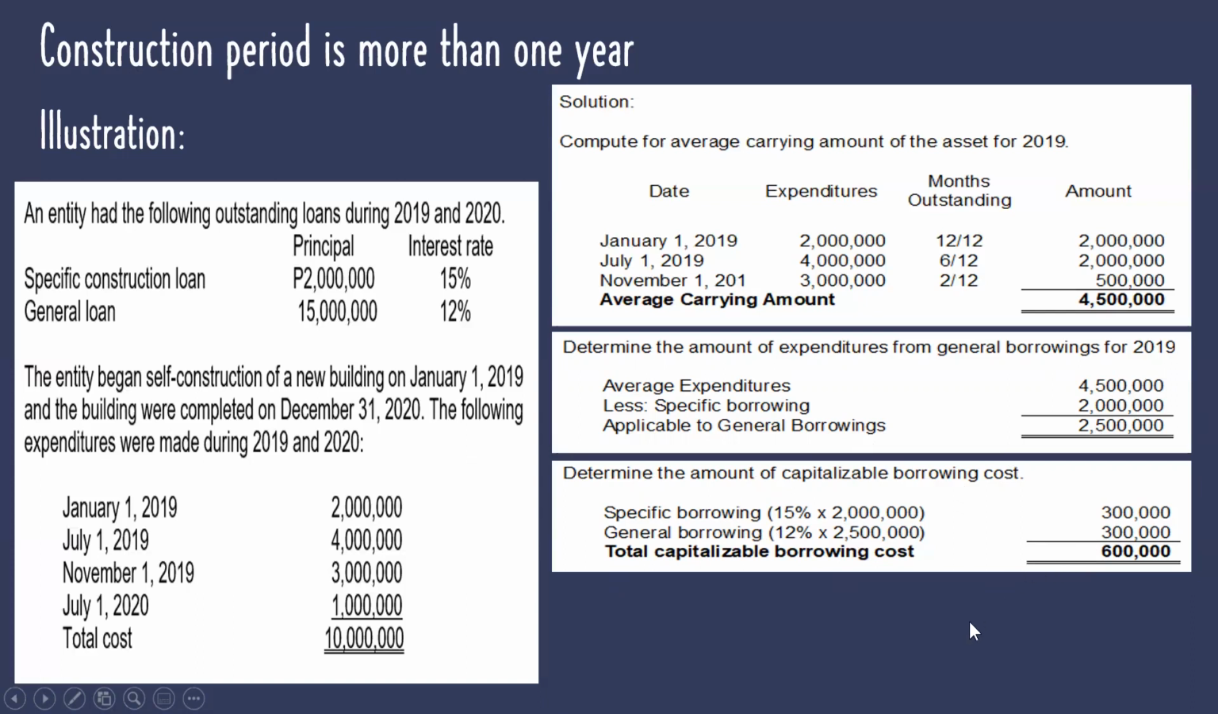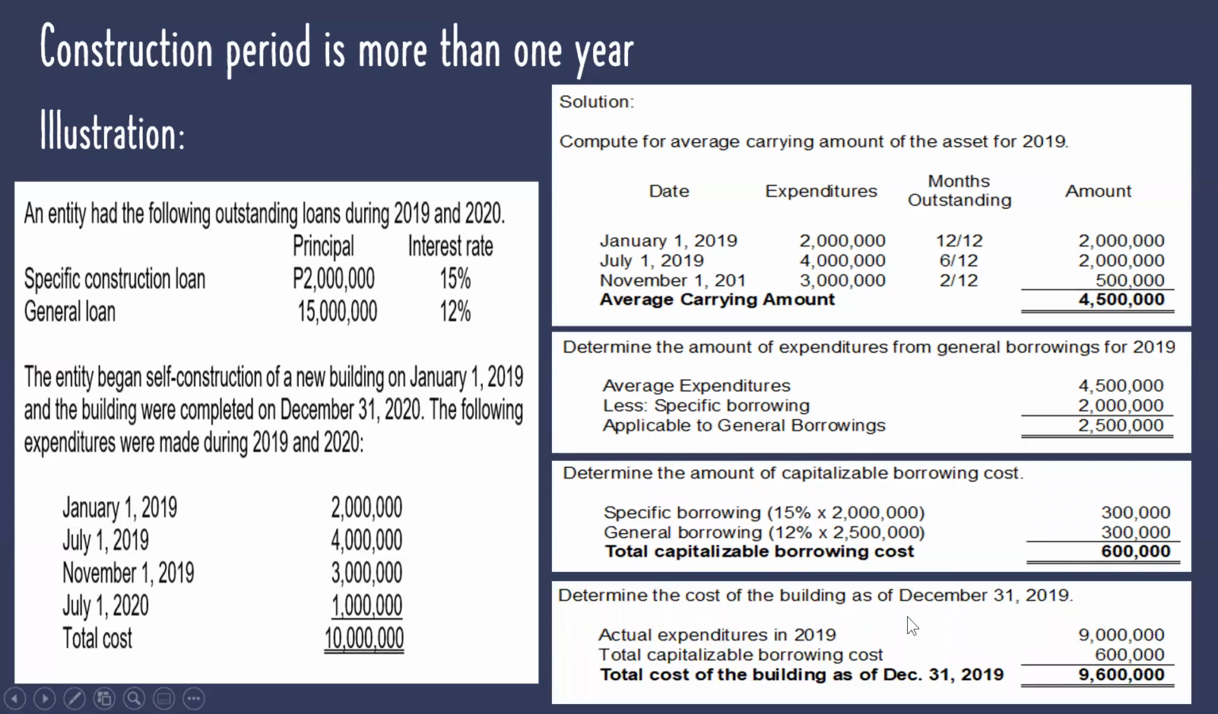So as of December 31, 2019, ito yung cost ng building. So yung actual expenditures natin ay 9 million. So saan galing ang 9 million? That is yung 2 million plus 4 million, that is 6 million, plus 3 million, so that's 9 million. So as of December 31, 2019, ito na yung mga na-spend ng entity for the construction of the building. Tapos, i-add natin yung capitalizable na borrowing cost, which is 600,000. So, ibig sabihin, as of December 31, 2019, the cost of the building is 9.6 million.